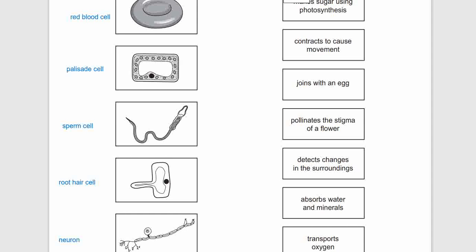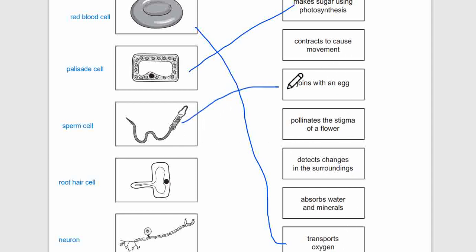Now is matching. Red blood cells are for transporting oxygen, because red blood cells have hemoglobin to bind with oxygen. Palisade cells are for photosynthesis in plants. Sperm cells are to join with an egg. Root hair cells are for absorbing minerals and water, and neurons are for detecting changes in the surroundings. That will be our answer.